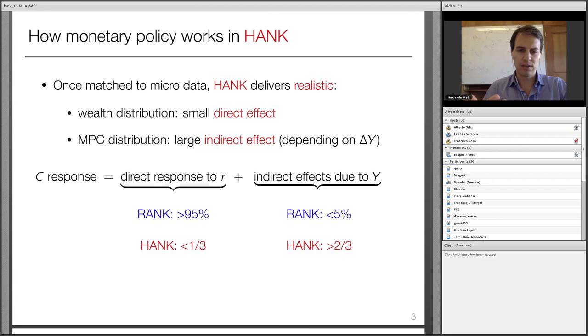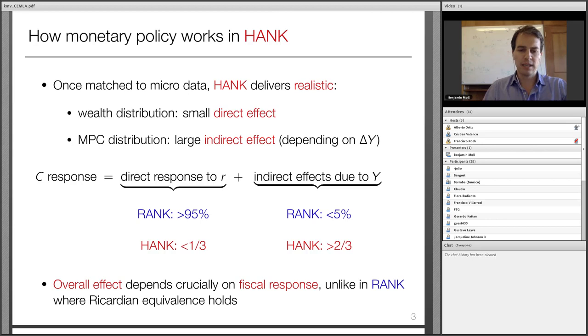But there's one thing that we thought was particularly interesting and that we're emphasizing, and that's that the overall consumption response to monetary policy depends on what fiscal policy does. Here's how to think about this. Even in a representative agent New Keynesian model, as soon as the government has debt, monetary policy has to induce a fiscal response.